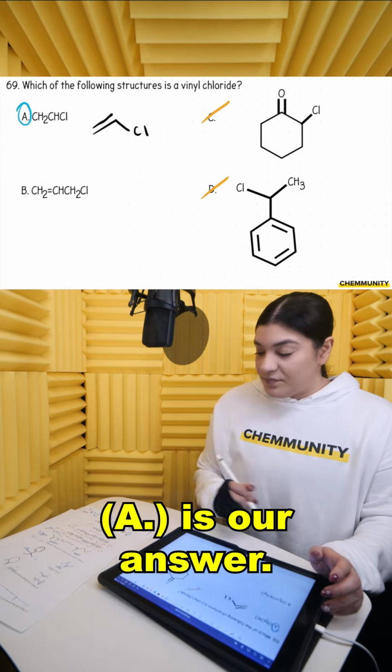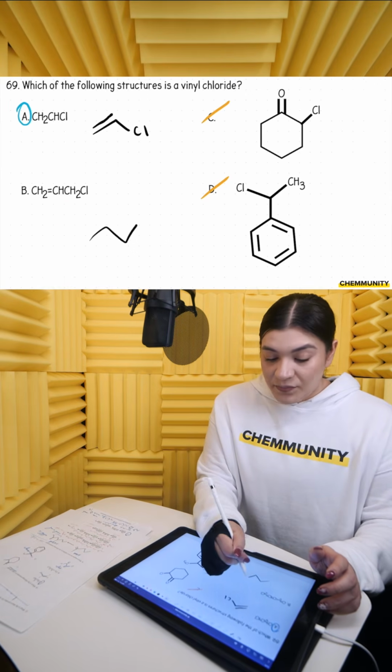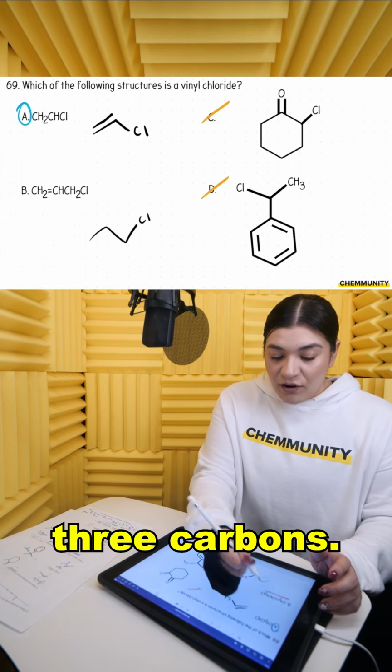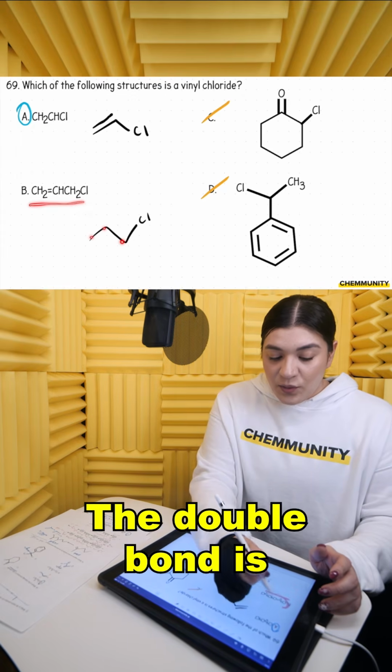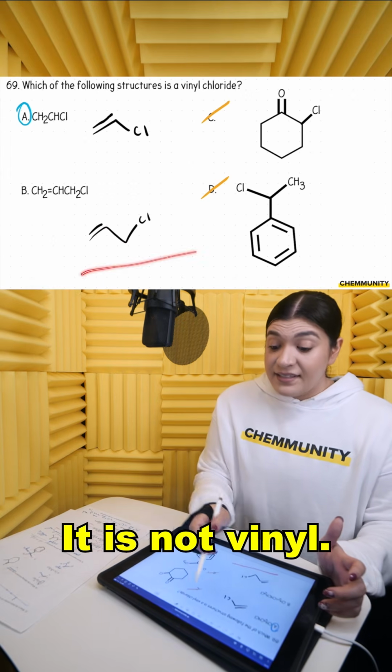A is our answer. If you were to draw out B, it would look like this, where we now have 3 carbons. The double bond is at the very end, so that actually is allylic. It is not vinyl.